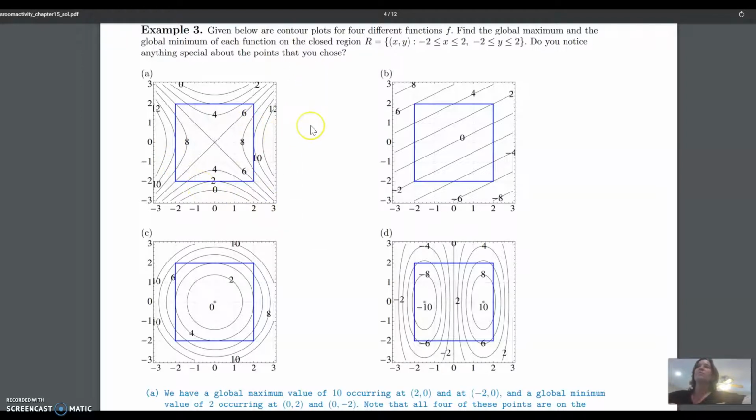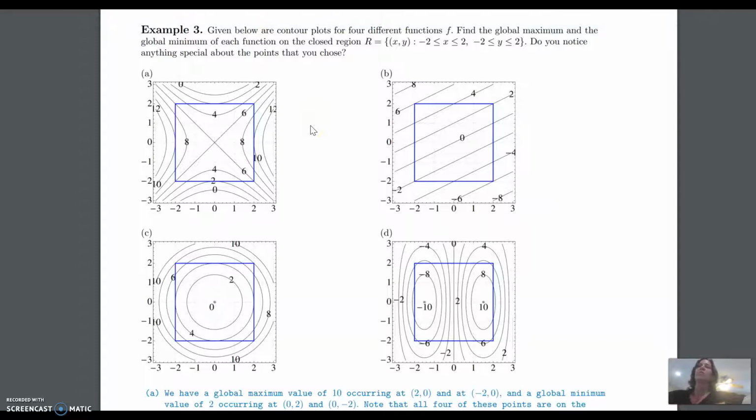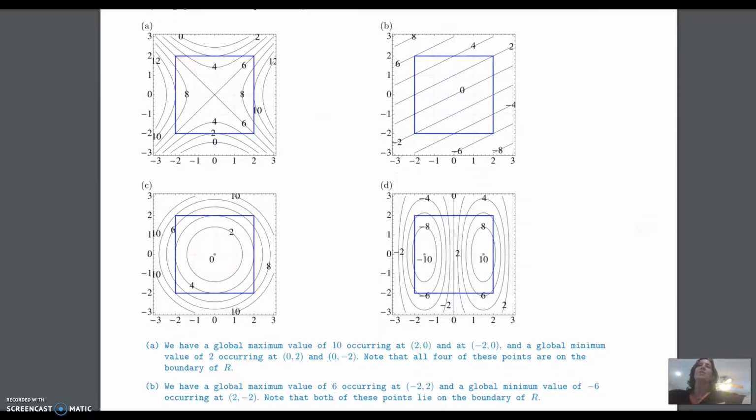So in this case, we have 4 different contours and we want to find the global max and min. And something we'll notice, for example, in part A, this one, our minimum is inside and this function keeps growing as I move away from the origin parallel to the x, and then it gets smaller as I move away from the origin parallel to the y. So inside here, this is a saddle point. I can find, however, in this closed and bounded region, a max and min.